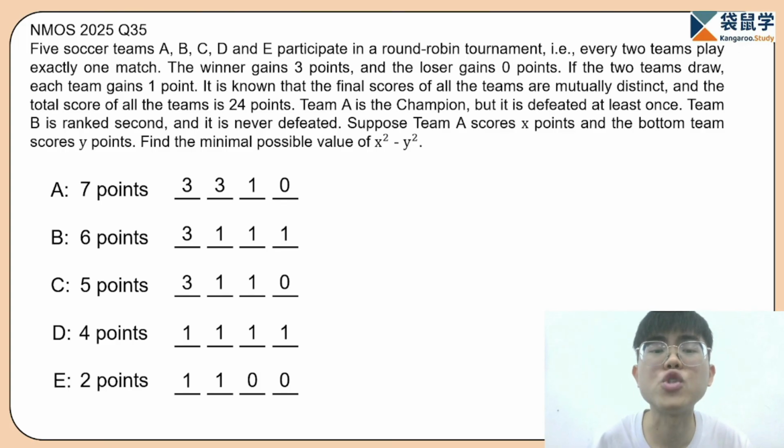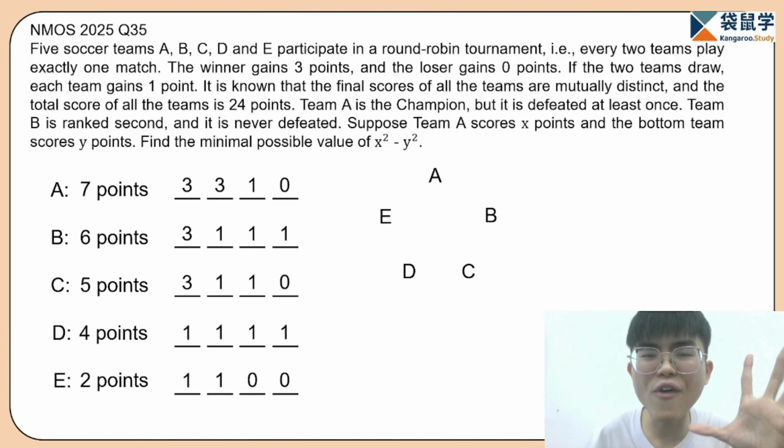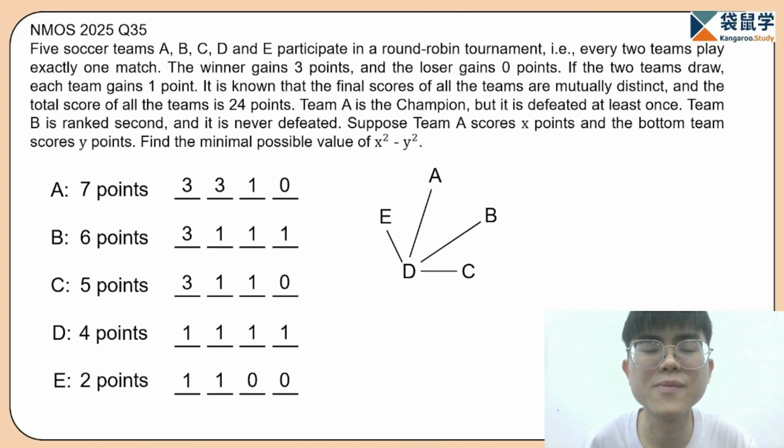So let's try to construct a diagram. We have the 5 teams. Now how do we draw the diagram? Is there any scenario which is very easy to draw here? Team D draws with all the teams. So I'll draw the black lines here to indicate the draws.